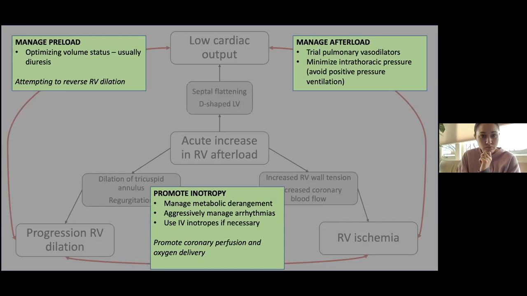In this case, dobutamine, which is an inotrope, has a secondary benefit because it can also decrease afterload. It has some vasodilation. And so it would hopefully improve the afterload as well as increasing inotropy in this patient.